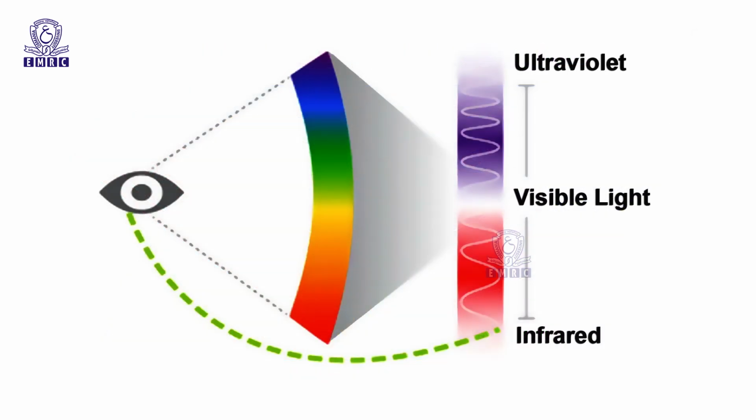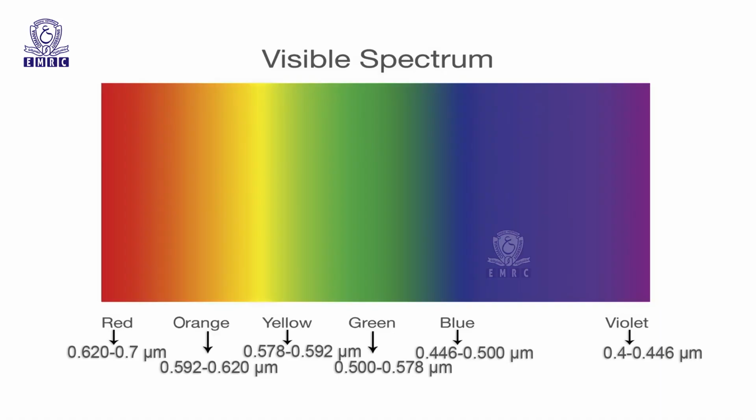Common wavelengths of what we perceive as particular colors from the visible portion of the spectrum are listed. It is important to note that this is the only portion of the spectrum we can associate with the concept of colors. Violet 0.4 to 0.446 μm, blue 0.46 to 0.5, green 0.5 to 0.57, yellow 0.57 to 0.59, orange 0.59 to 0.62, red 0.62 to 0.7.